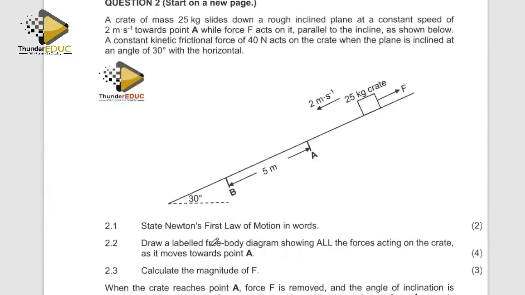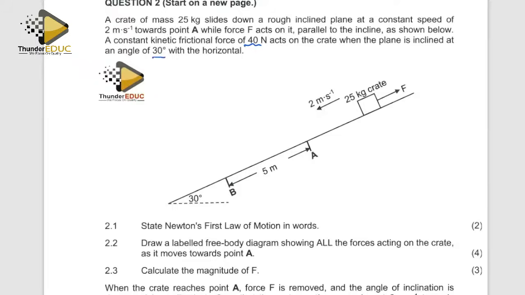Question number 2. There's a crate of mass 25 kilograms that slides down a rough inclined plane at a constant speed of 2 meters per second towards point A. There's a force F that acts on it parallel to the incline as shown. There's a constant kinetic friction force of 40 newtons, and the incline is 30 degrees.